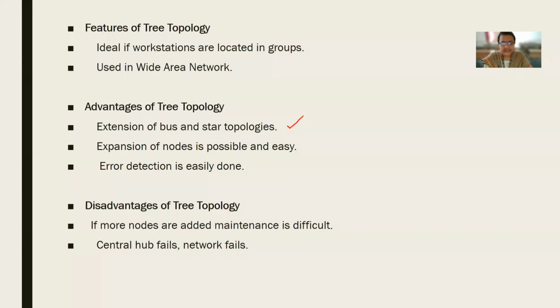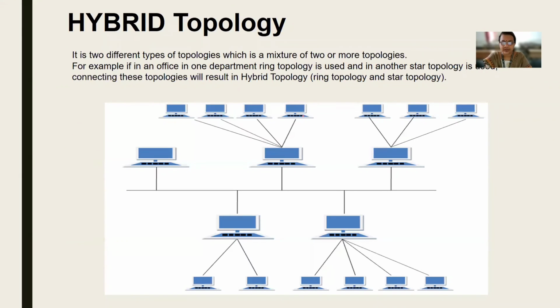The disadvantage is that if more nodes are added, maintenance will be difficult. And if the central hub fails, that means if my root node fails, the network will be completely failed. Okay, that's about the tree topology.